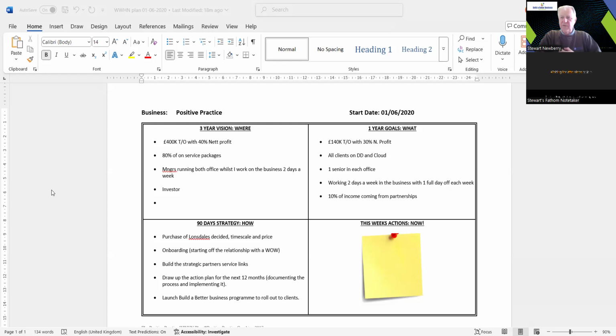So you again need to think about what you can and want to achieve in the next 12 months that will get you on that path to your 3-year goal.